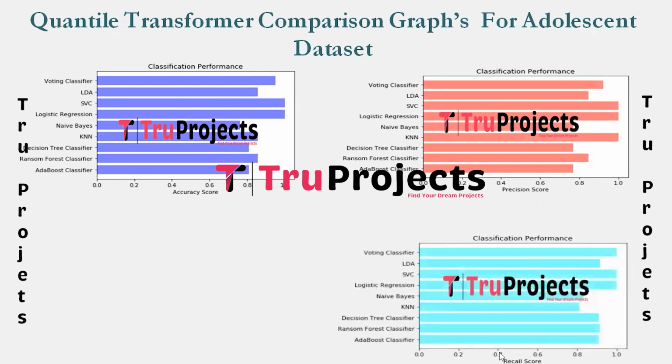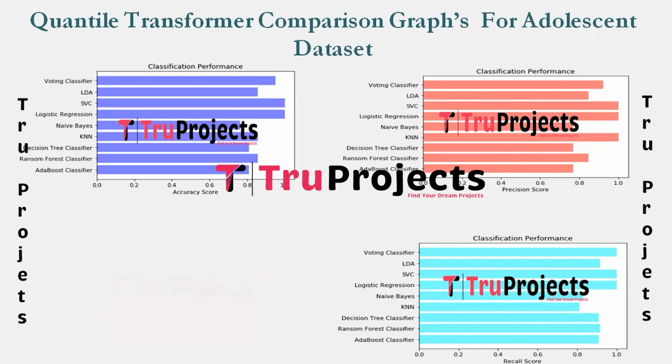This is the recall score comparison graph where the x-axis represents recall score of each algorithm and the y-axis represents algorithm names. Recall is also known as sensitivity or true positive rate. It measures the model's ability to correctly identify all relevant instances in the dataset. It is defined as the ratio of true positive predictions to the total number of actual instances, which are positive instances.